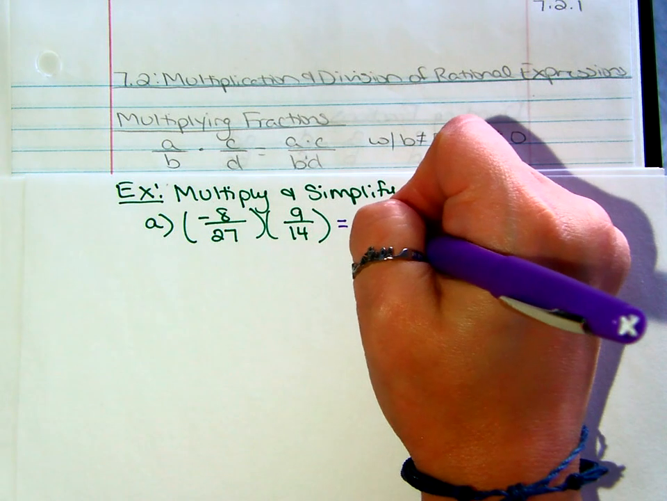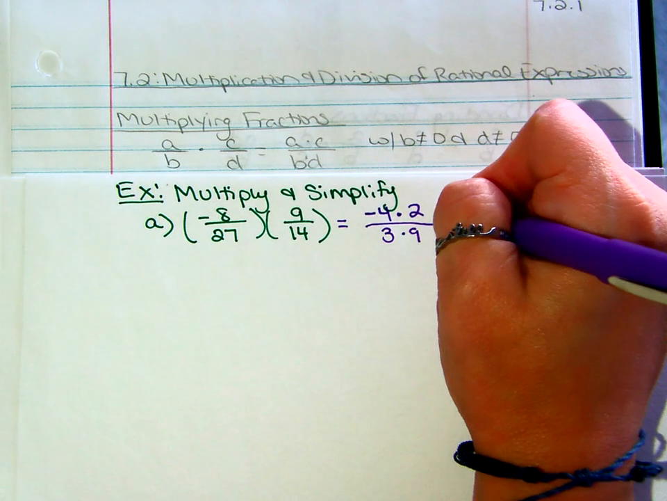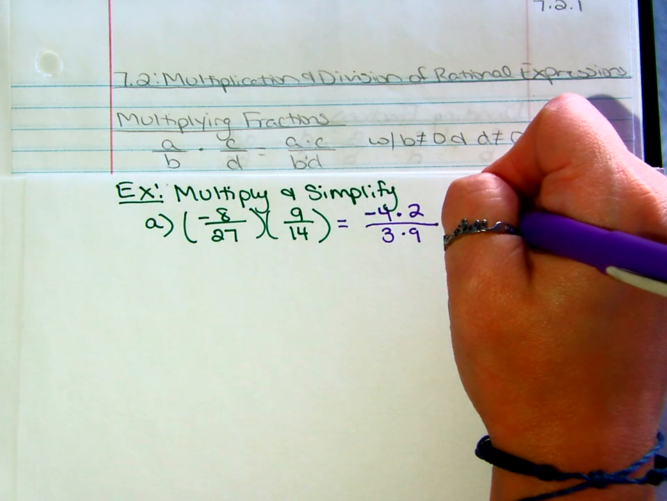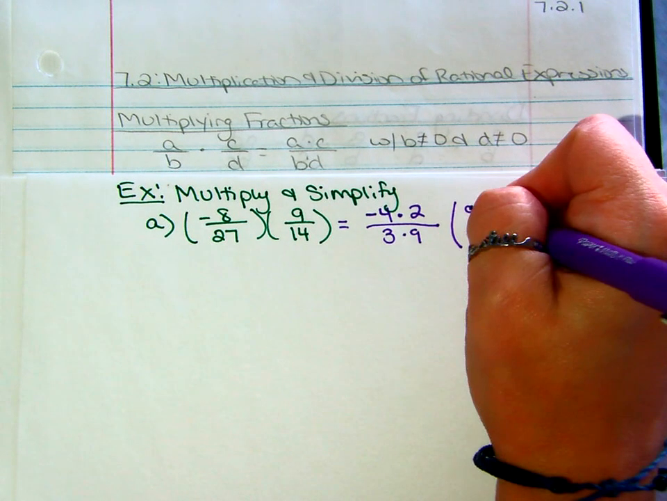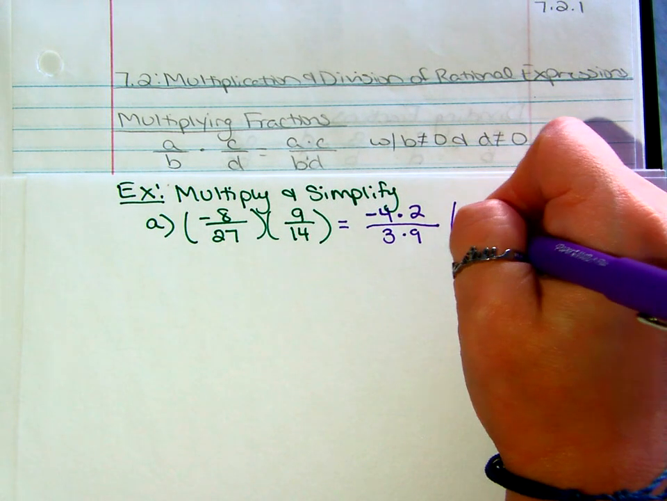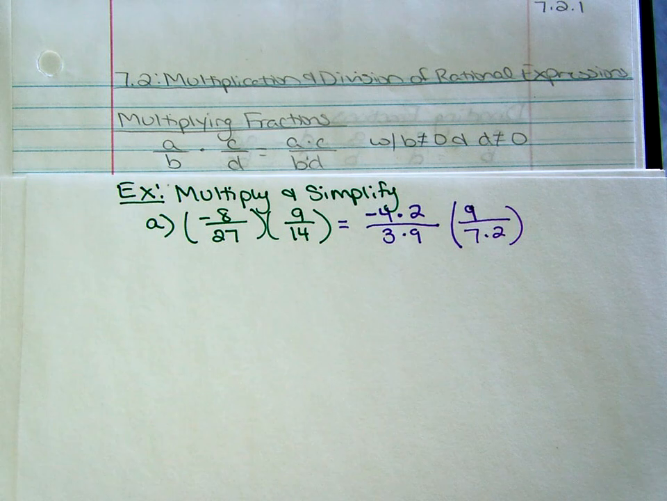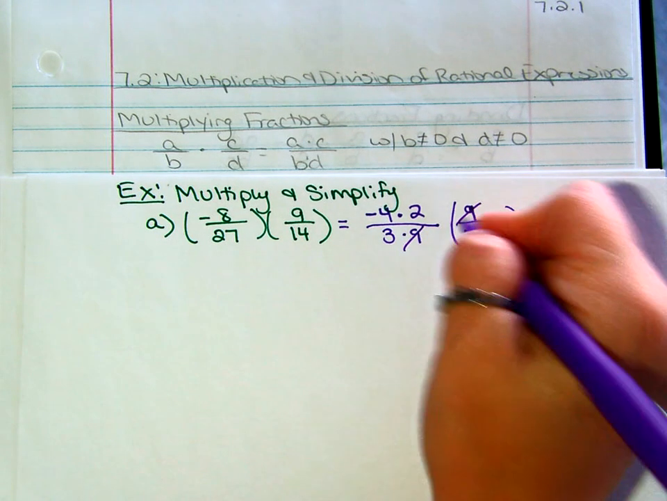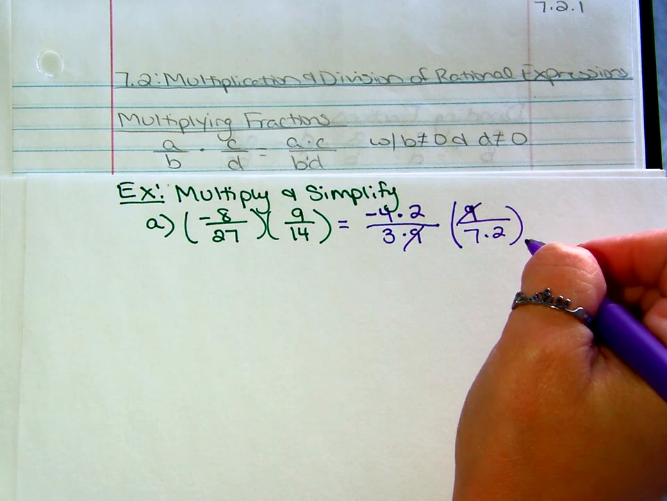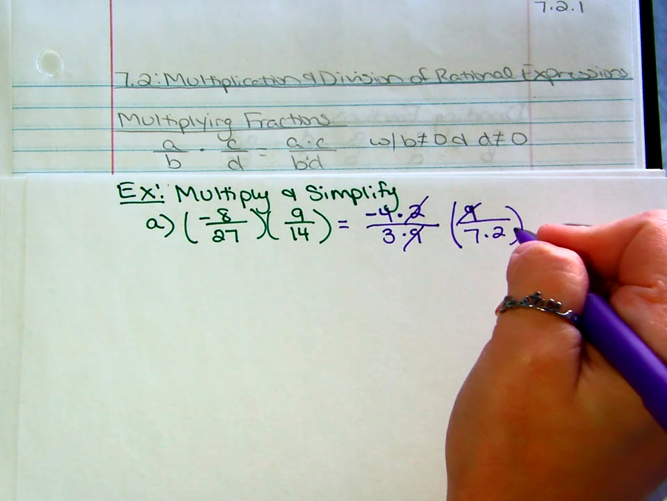27 is the same thing as 3 times 9. 9 is, since I have a 9 down here, I'm going to leave the 9 on top. And then 14 is 7 times 2. What I'm trying to do is I'm trying to get similar numbers on top as on bottom, because if I have the same number on top of a fraction as I do on the bottom, I can cancel them out, and I don't have to multiply them at that point. So since I have a 9 on top and a 9 on bottom, they can go away. Since I have a 2 on top and a 2 on bottom, they can go away.